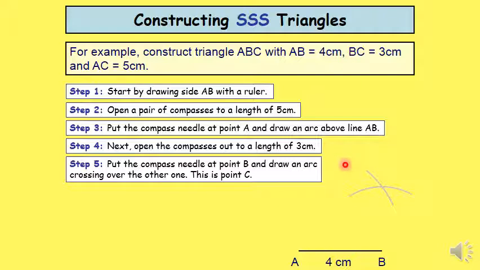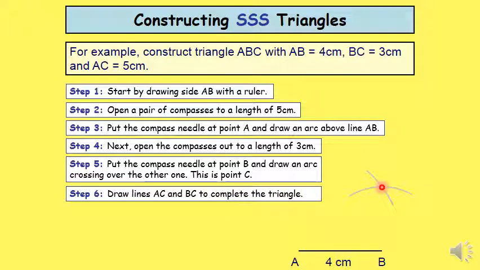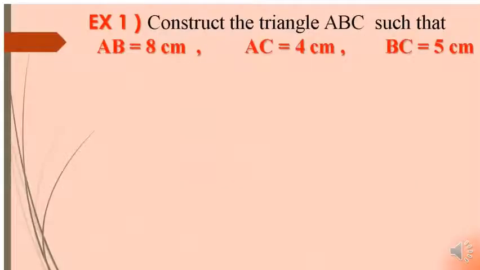Now join the point of intersection of the arcs to A and B, then you will get AC and BC. This is the triangle ABC having the measures of its three sides. Okay, now let's make the final application.